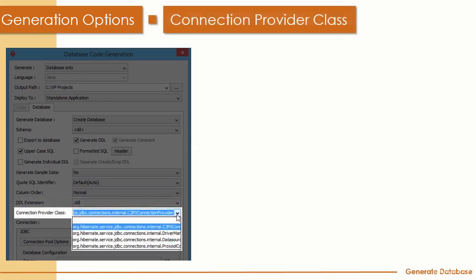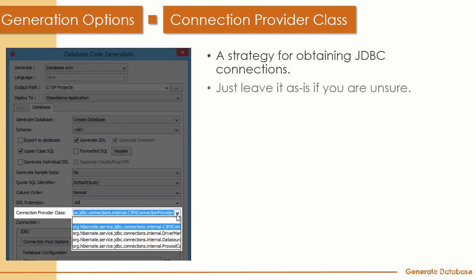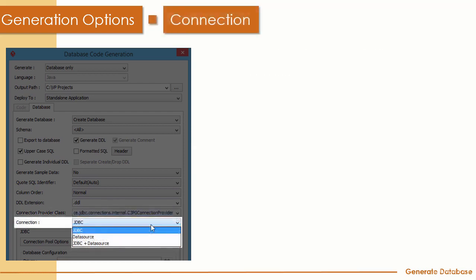Connection provider. It is the strategy for obtaining the JDBC connections. Visual Paradigm uses JDBC to connect to your database server. We suggest you just leave it as it is. You don't need to manage it because it's just for generation. The efficiency is not very demanding.